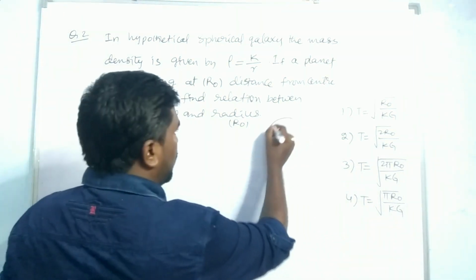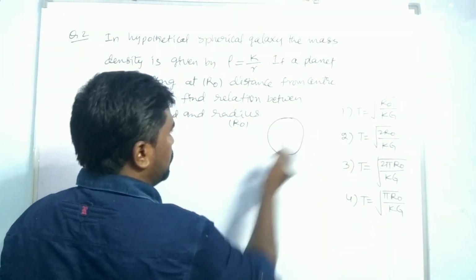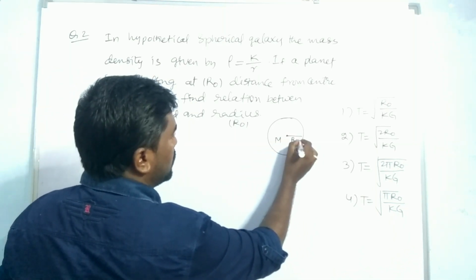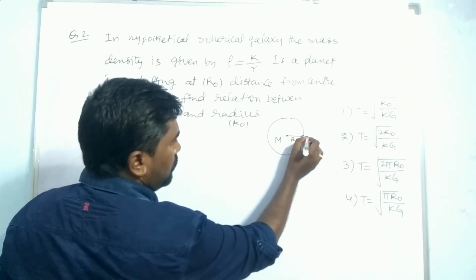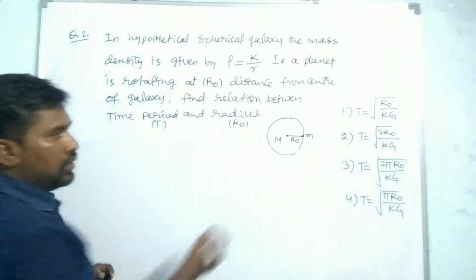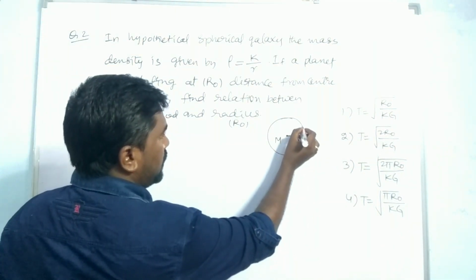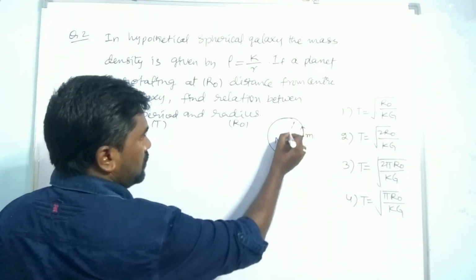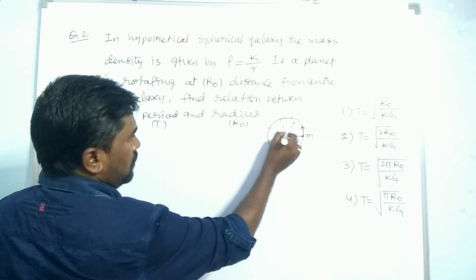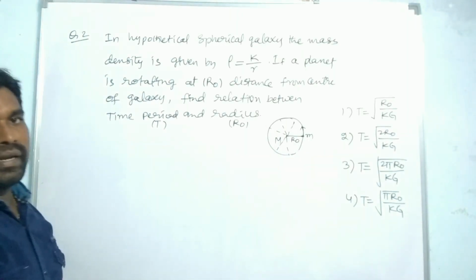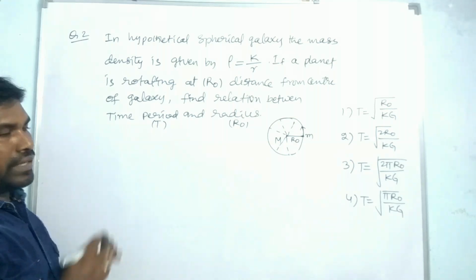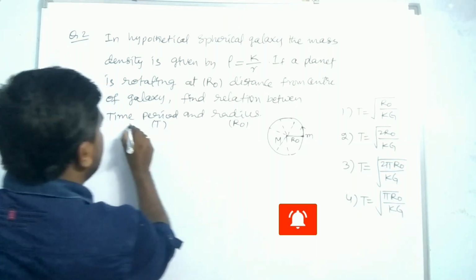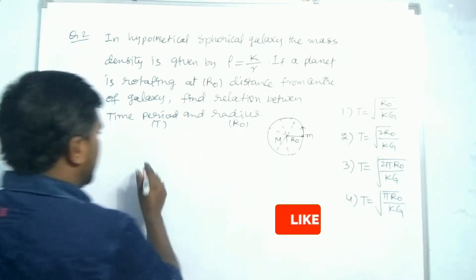Here there is a spherical galaxy. Let this be the galaxy having mass capital M and radius r0. There was a planet at a distance of r0, with mass small m. This planet was rotating in this way. So the radius will be the same at all points. Wherever the planet rotates, the distance between the planet and the center of the galaxy is always the same. So we have to find the relation between time period and radius.